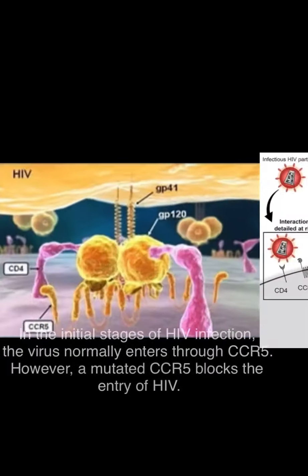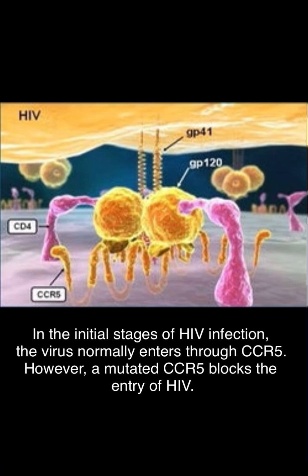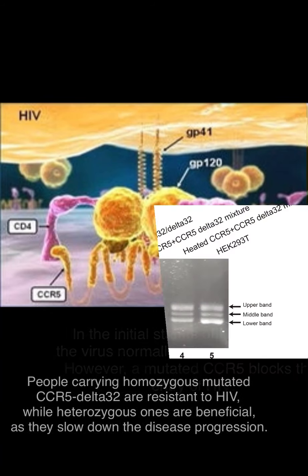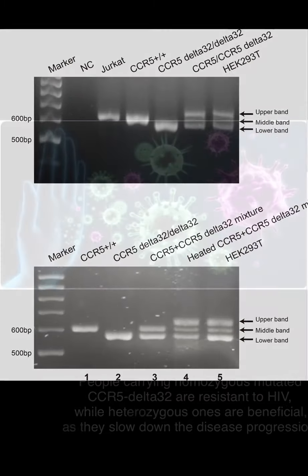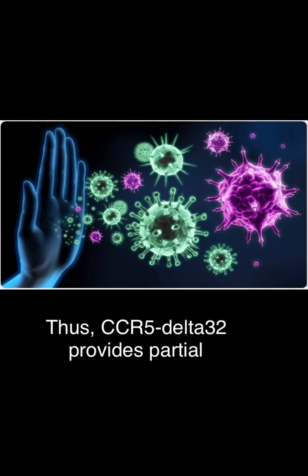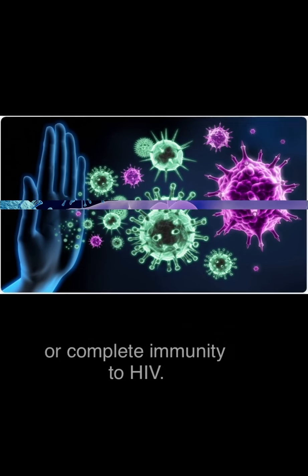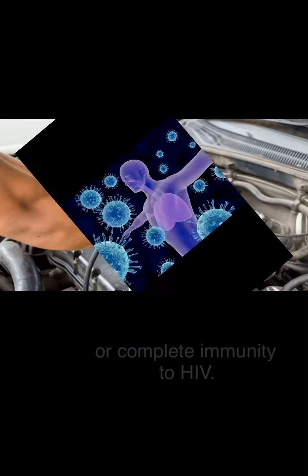A mutation in this gene called CCR5 delta 32, involving deletion of 32 base pairs, affects the normal functioning of CCR5. In the initial stages of HIV infection, the virus normally enters through CCR5. However, mutated CCR5 blocks the entry of HIV. People carrying homozygous mutated CCR5 delta 32 are resistant to HIV, while heterozygous ones benefit as they slow down the disease progression. Thus, CCR5 delta 32 provides partial or complete immunity to HIV.